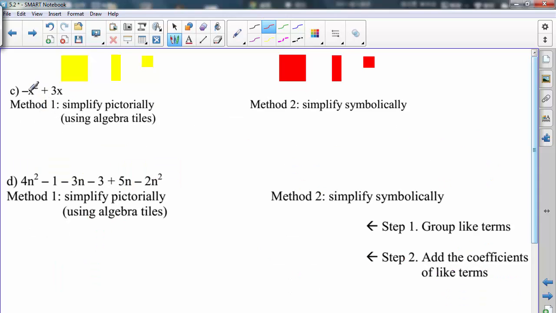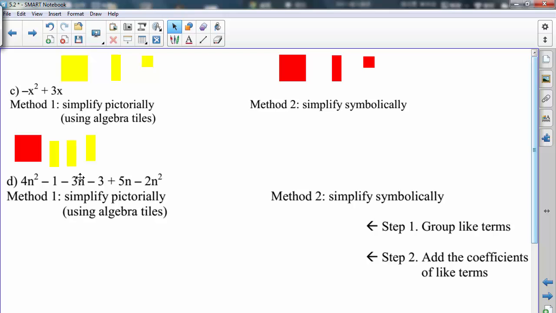This one, -x squared plus 3x. -x squared means I need to drag one big red square. Plus 3x, that means I need to drag 3 yellow rods. From the algebra tiles, I will see those tiles, the red one with the yellow one, they are not in the same shape. So I will know these two terms are unlike terms.